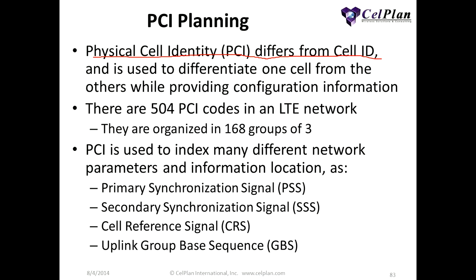So physical cell identity, or PCI, is different from cell ID, as we already told. There are 504 PCI codes in an LTE network, and those PCI codes are organized in 168 groups of 3. You can ignore this, but that's basically one initial division just to help you organize. The 3 will be the ones that define the PSS, and then you have 168 other groups and so on. In the end, we really use 150 groups.